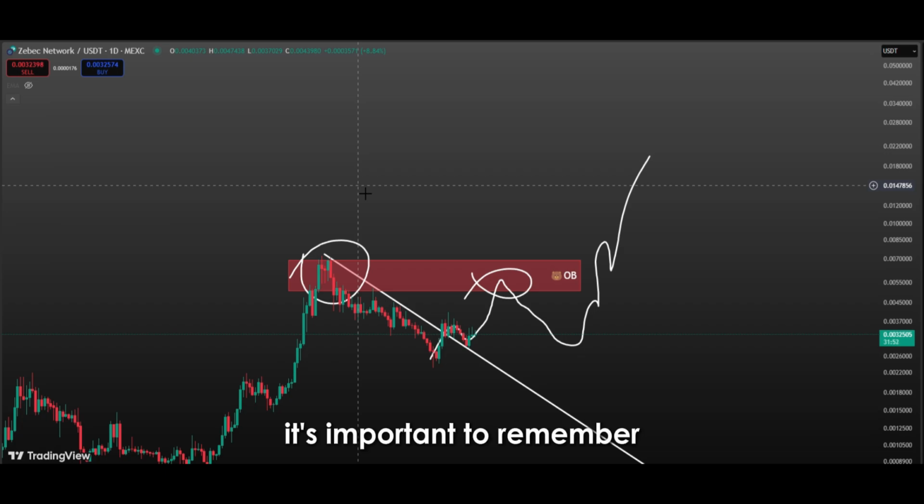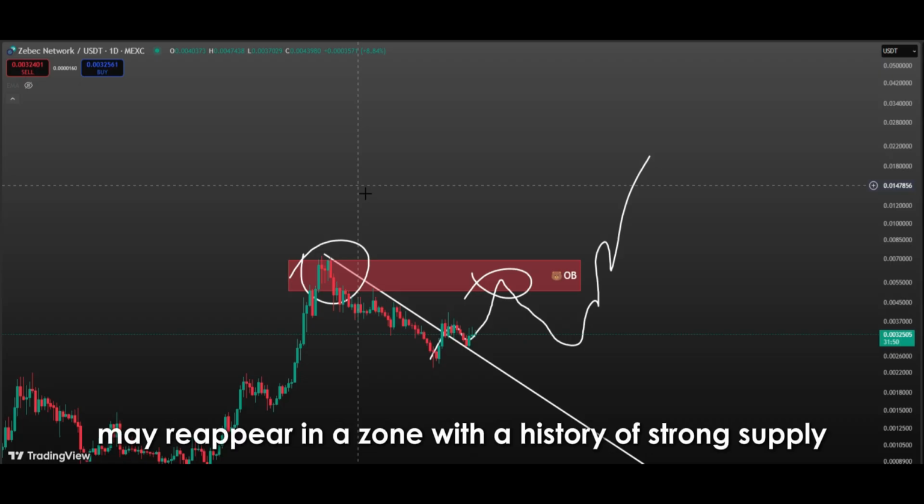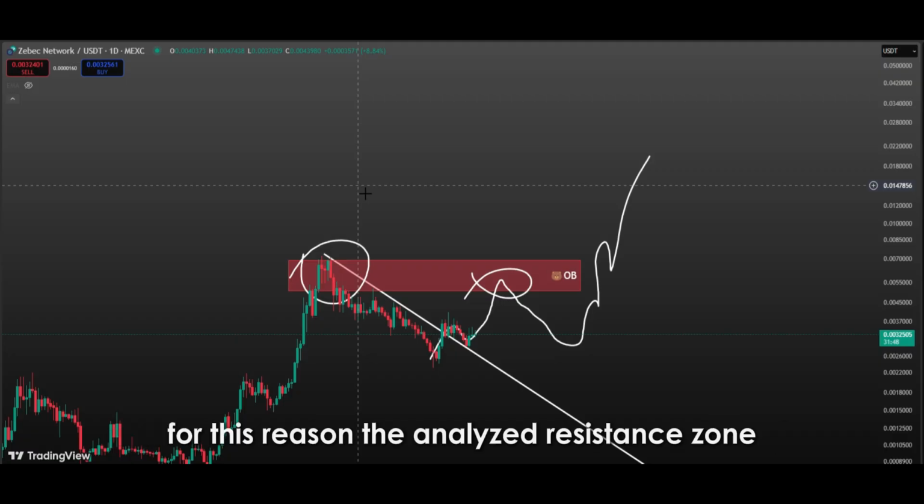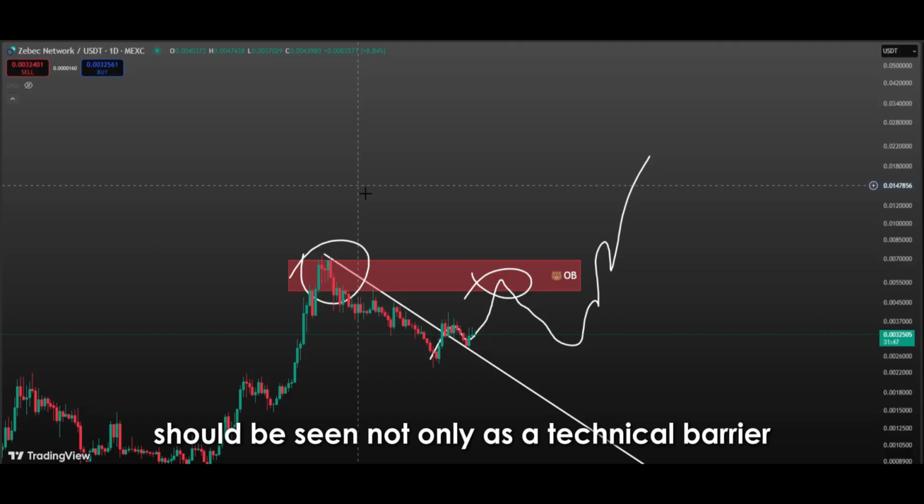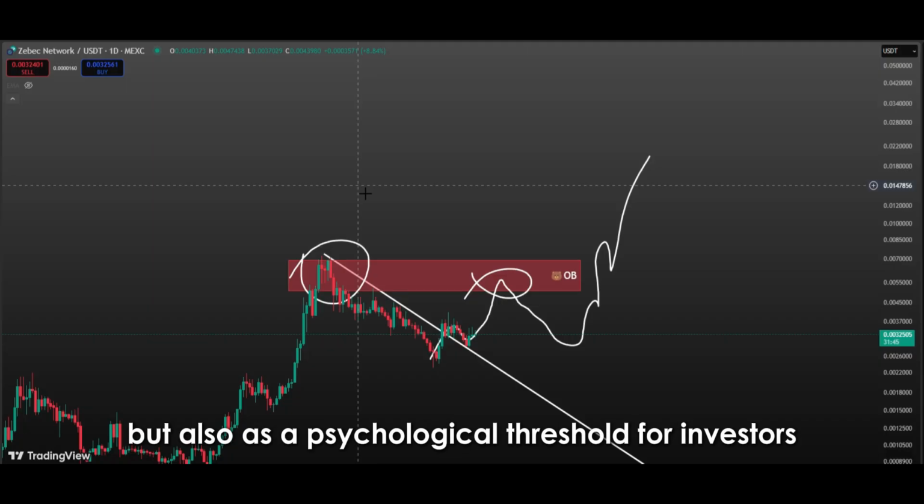It's important to remember that the market is always dynamic, and no pattern or resistance zone guarantees an outcome. However, understanding that selling pressure may reappear in a zone with a history of strong supply can help investors develop more informed strategies. For this reason, the analyzed resistance zone, the bearish order block, should be seen not only as a technical barrier, but also as a psychological threshold for investors.